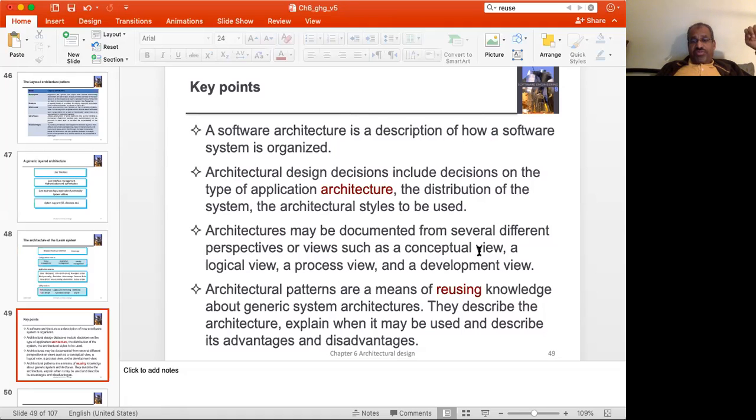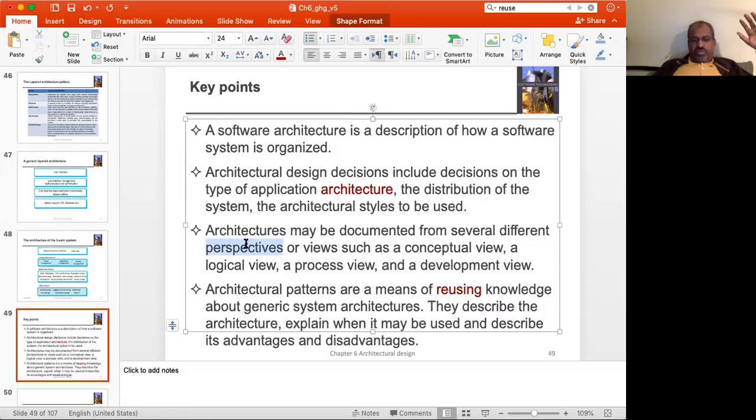Architecture may be documented from several perspectives or viewpoints. Be careful, as perspective can mean different things in different texts. Or views such as the conceptual view, the logical view, the process view, and the development view. In fact, the word view here is used as a synonym for viewpoint. I made a bit of a distinction between views and viewpoints. Here on this slide, view is used in the sense of a viewpoint, a way of looking at the system, not an instance of a viewpoint, like an actual design or an actual development design.